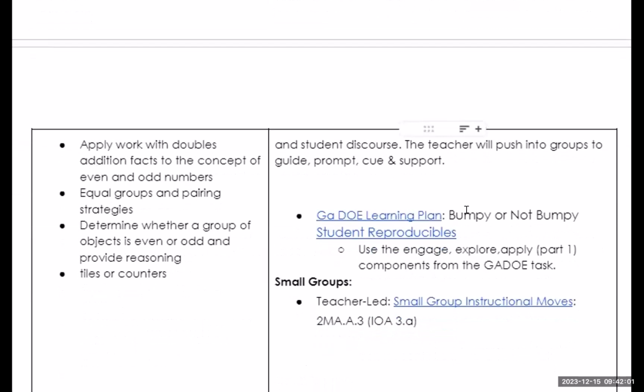In this task-based lesson, students will use manipulatives and cutout cards to explore the conceptual understanding of odd and even numbers. On the second day, they will continue to use manipulatives as they continue to apply their work with doubles and addition facts to the concept of odd and even numbers.